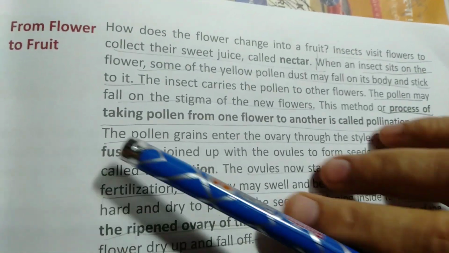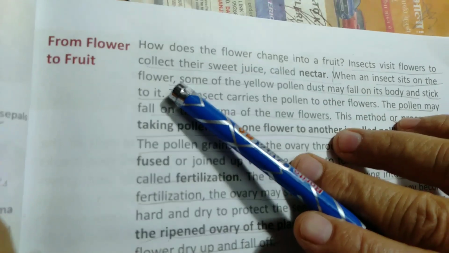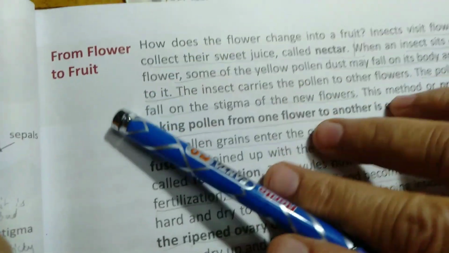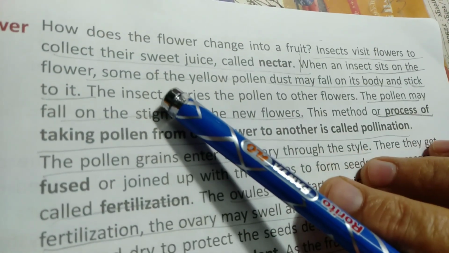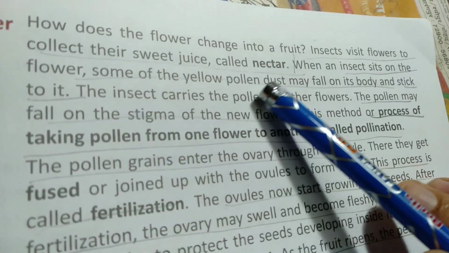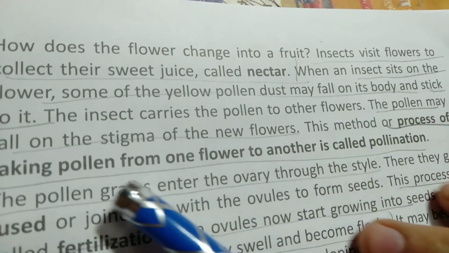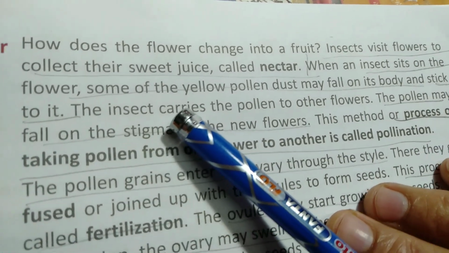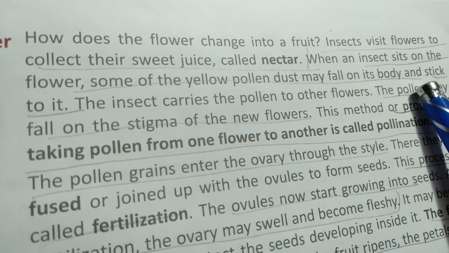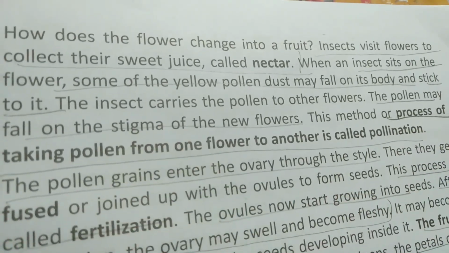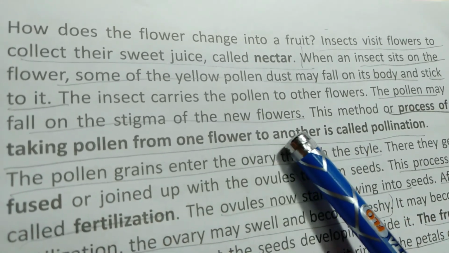Now, children, we are moving towards flower into fruit. The topic is from flower to fruit. Insects visit flowers to collect their sweet juice called nectar. Insect sits on the flower. Some of the yellow pollen dust may fall on its body and stick to it. The pollen may fall on the stigma of the new flowers.